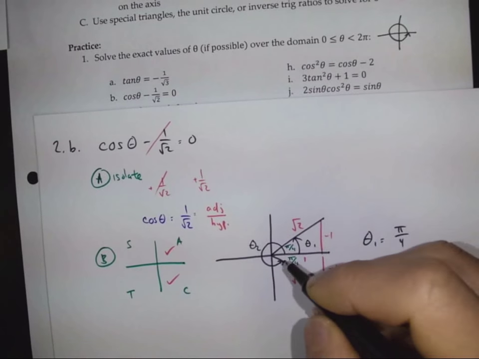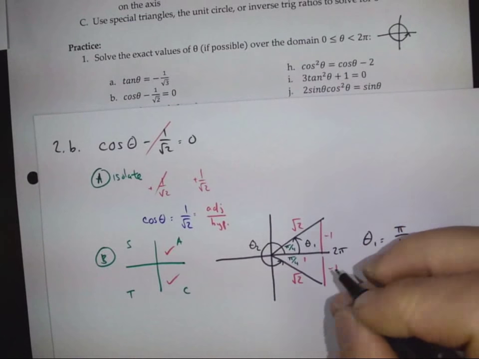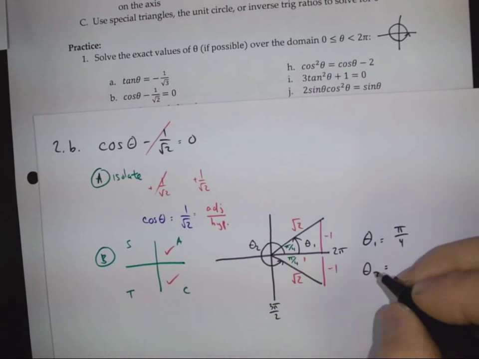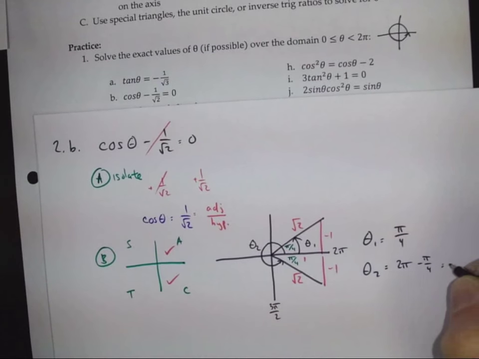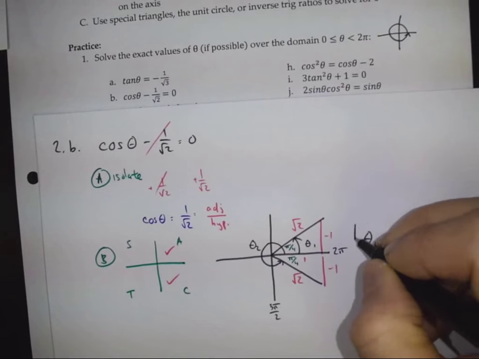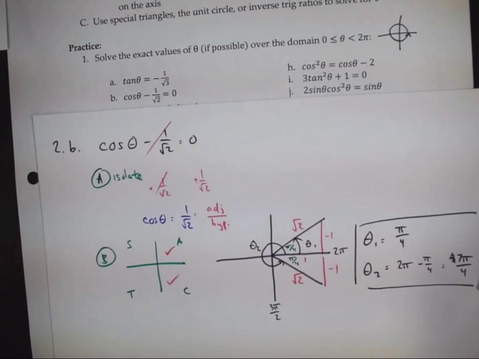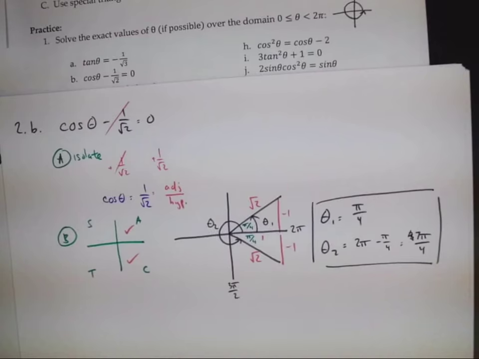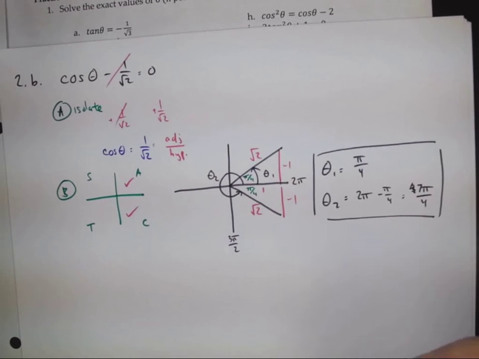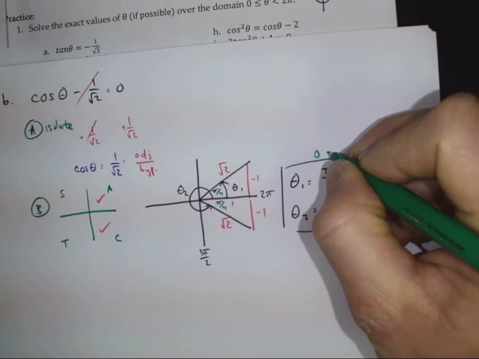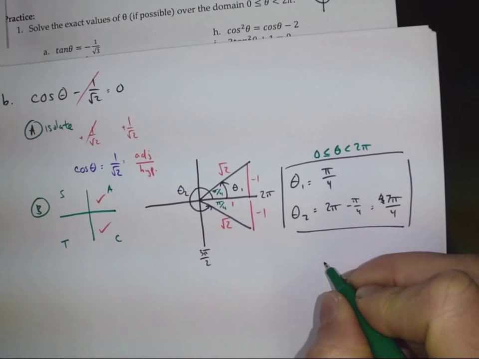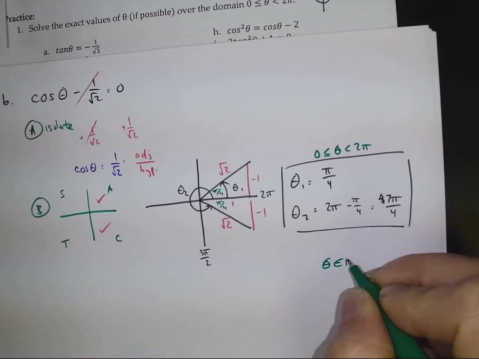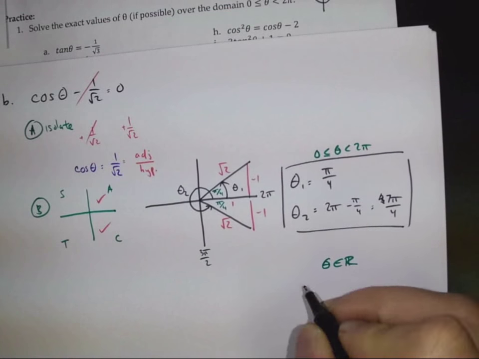Theta 2 is, well, it's not quite at 2 pi, but it is 2 pi take away pi by 4, which is 3, oops, no, it is 7 pi over 4. Okay, those are the exact values for our solution. Now, this is for 0 less than or equal to theta less than 2 pi. If I want the general solution, this is for theta belongs to all real numbers.